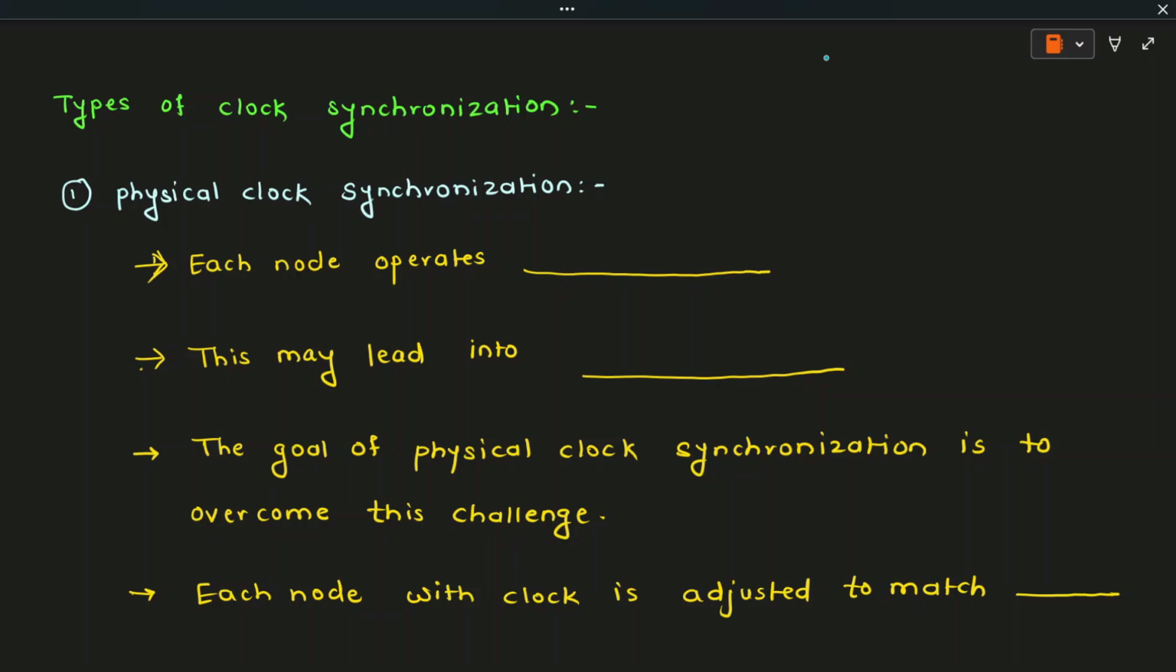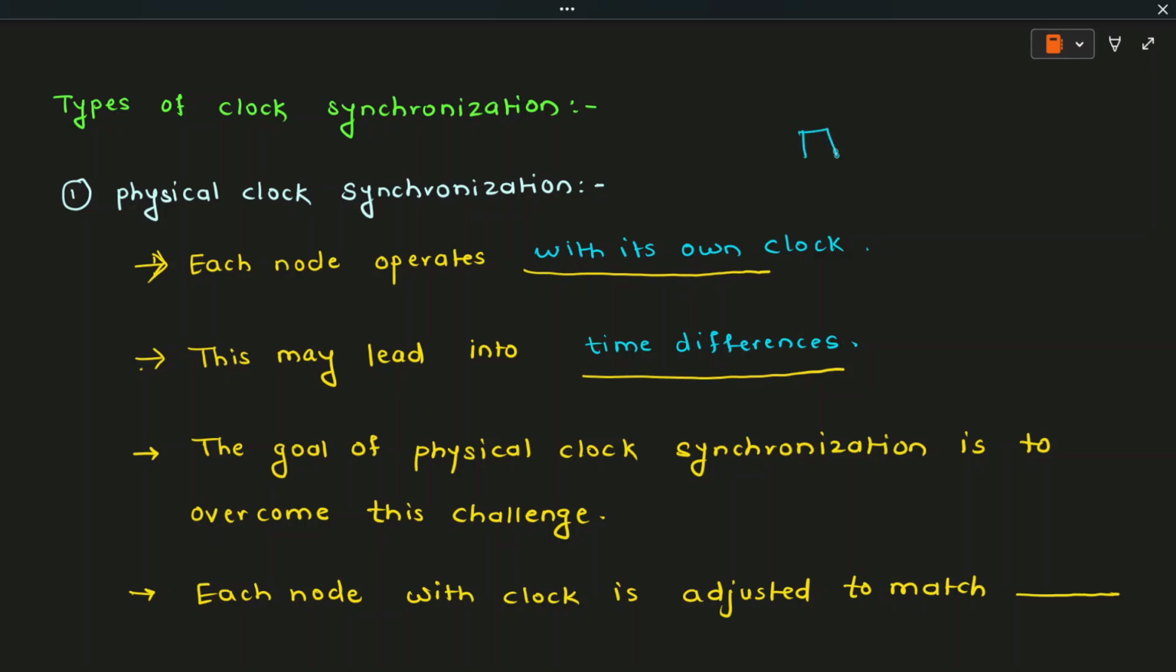We know that in a distributed environment, multiple nodes work simultaneously. Every node has its own clock, so each node operates with its own clock. There are some drawbacks that get generated due to it. This may lead to time differences. If the nodes are working with their own clocks, obviously one node might be showing some different time, another node might be showing some different time.